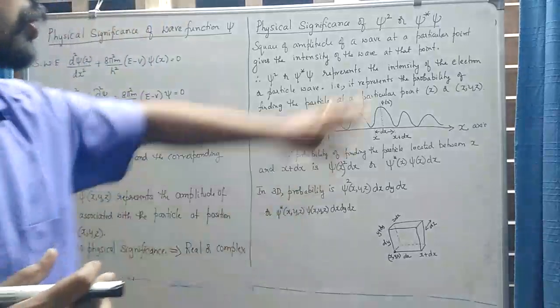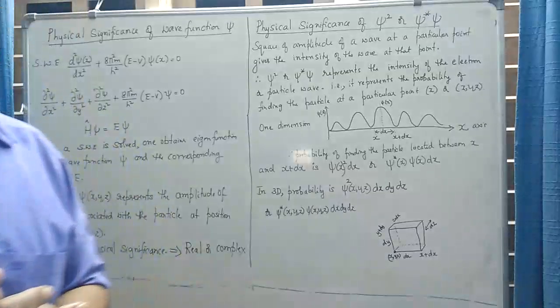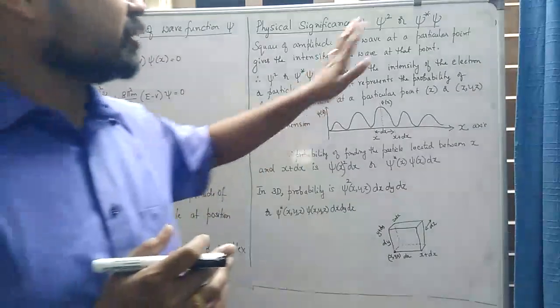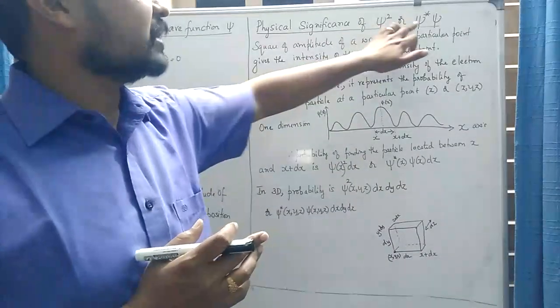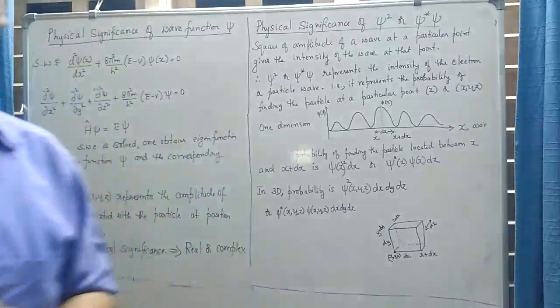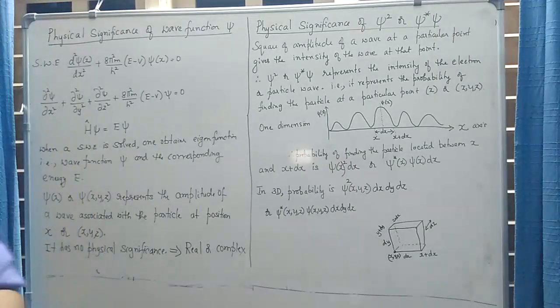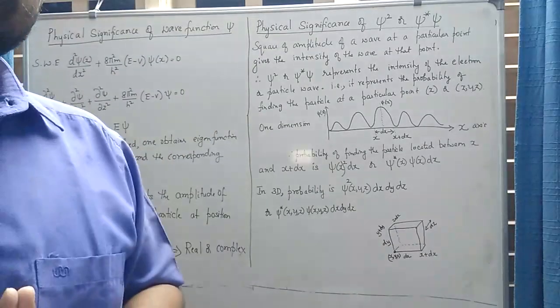So we calculate psi square when the wave function psi is a real function, and if the wave function psi is a complex function, we replace psi square by psi star into psi, where psi star, as I already told you in the last class, is the complex conjugate function of psi.